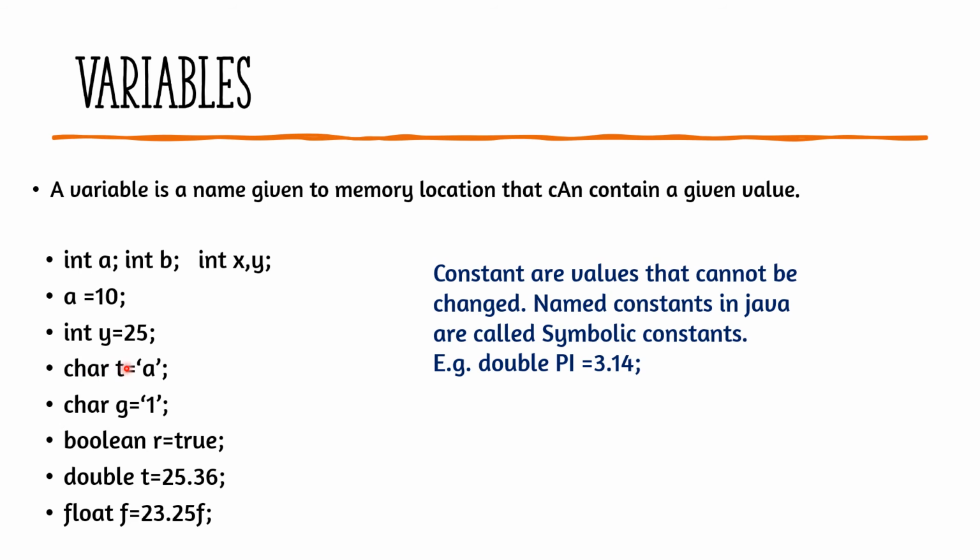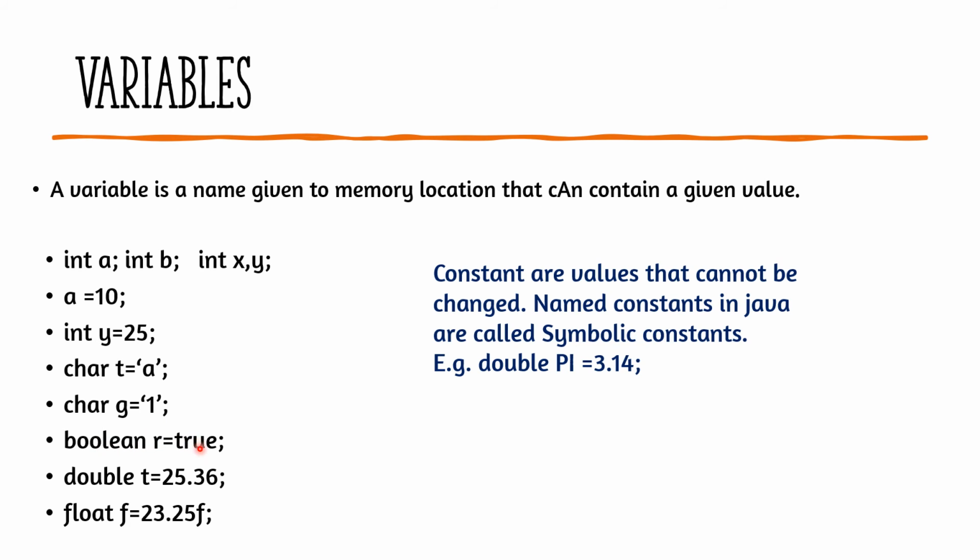And here char t = 'a'. We are declaring the variable t as a character and storing the value a. It is in single quotes because it is a character variable. So t will have the value a. And char g = '1'. Digits also can be stored in a character variable, but one single digit, not a double digit.